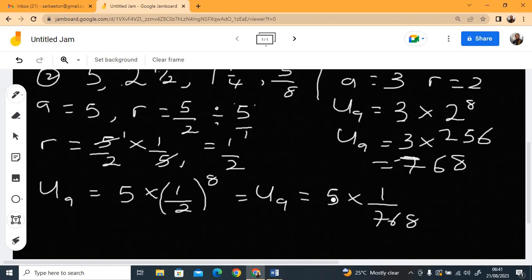So 5 cannot divide this, it's not possible. So your final answer will be 5 over 768. So this is your final answer for this one.